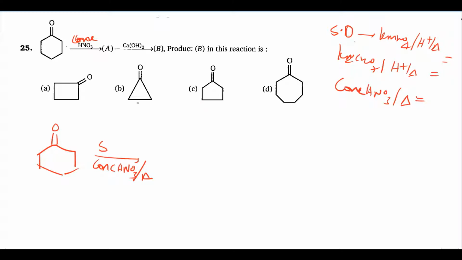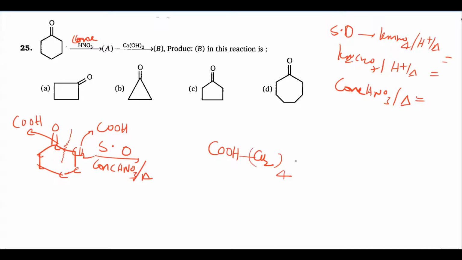In this strong oxidation, the bond is going to break. CH2 is there, C double bond O is there, so the CH2 is converted to COOH, and the C double bond O is converted to COOH. As you can see here, COOH, then CH2 four times, 1 2 3 4, and another COOH.